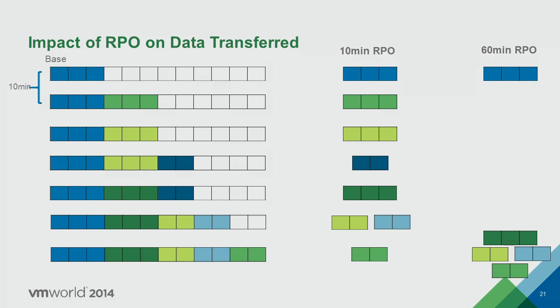I don't think so. The 60-minute RPO will only transfer the delta between the first base and the last. So you can see here, we're just moving those chunks on the bottom right for 60-minute RPO. For 10-minute RPO, we're only moving the last delta, which is those 2 green blocks. But if you look at it in sum, you're moving a lot more data with the 10-minute RPO.